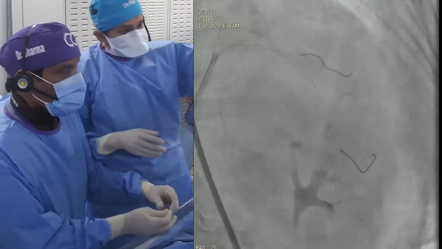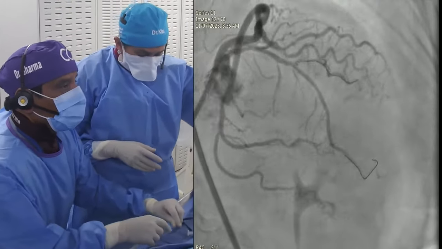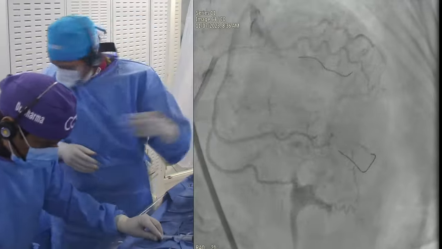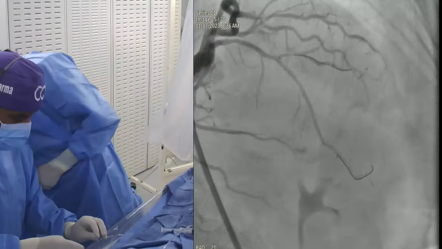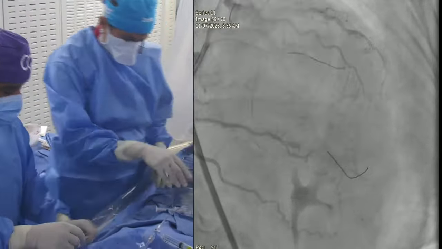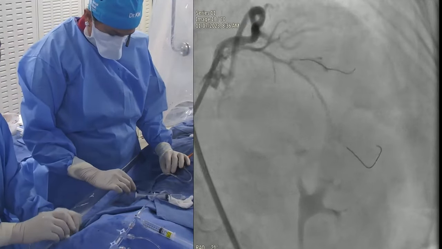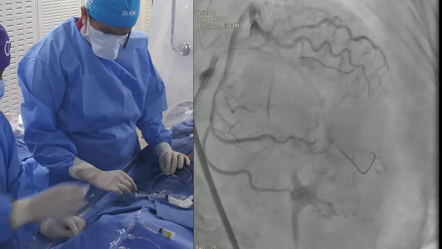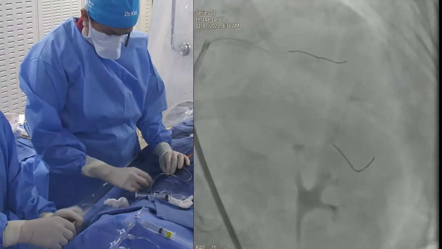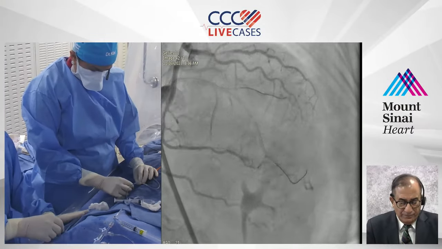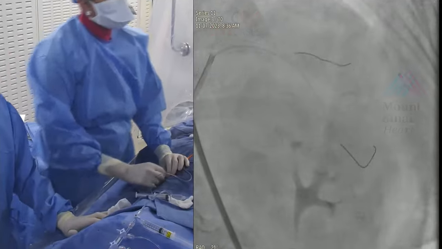Now, you see the proximal LED at the level of the calcium, we are leaving it alone, okay? No, that will be decided on the IVUS. Sure. Based on the IVUS, if the lumen is less than 4, then we'll use IVL and put a stent there. Sure. Oh, no. Yeah, that is looking severe. Now, yeah, because there is more antegrade flow.